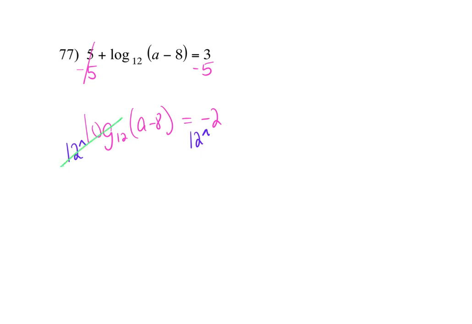My base 12 canceled out my base 12 on the left. I just have a minus 8. Over here I have 12 to the negative 2, which you can do. That's just 1 over 12 squared, 1 over 144. But you can do it in your calculator. My final step in solving here is to add 8 to both sides. So my a is going to equal 12 to the negative 2 plus 8. Again, you can do that in your calculator.